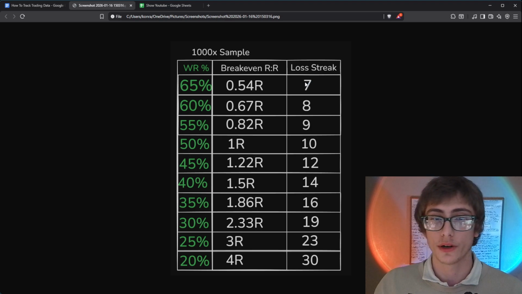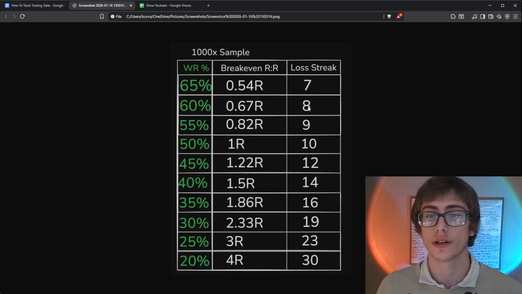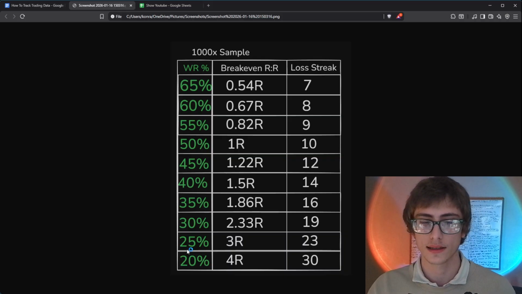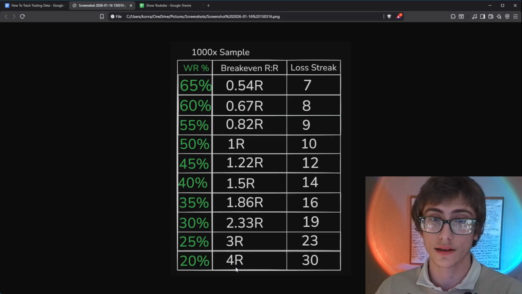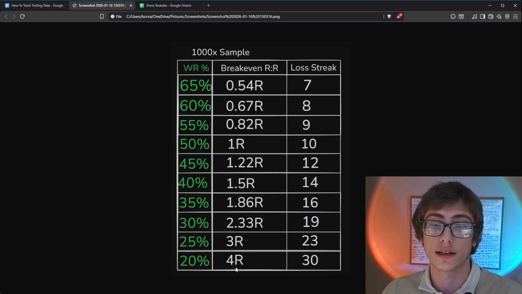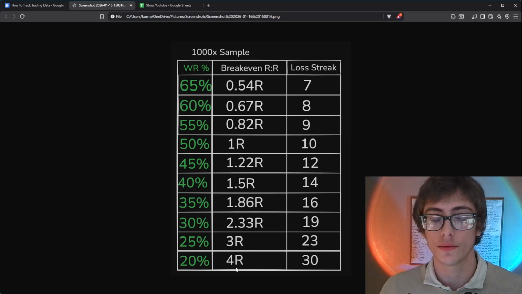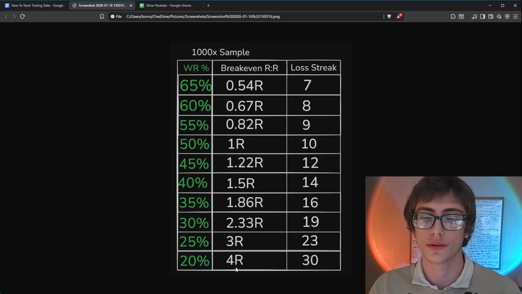So at a 60% win rate, as you can see, the break even risk to reward increases, and the loss streak also increases. So if you go all the way down to, let's say, a 20% win rate, you have to get 4R to break even. And it's very likely that across a 1000x sample size, you'll go on a 30 trade losing streak, right? So you can use this to your advantage. If you are a 20% win rate trader and you have the chance of going on a 30 losing streak, you can learn how to size down as you're entering a losing period.